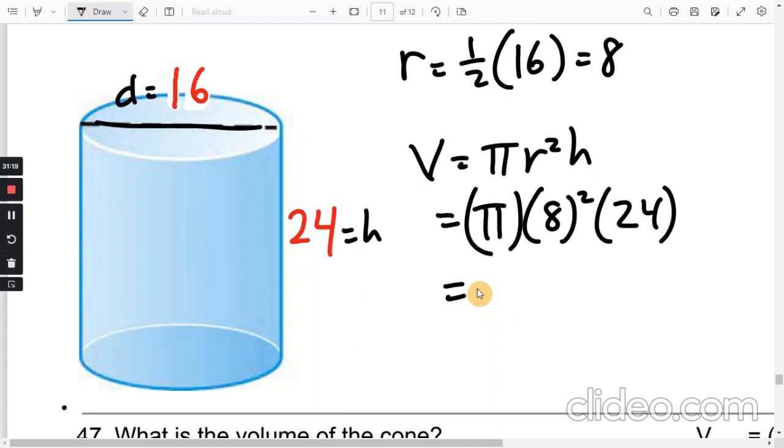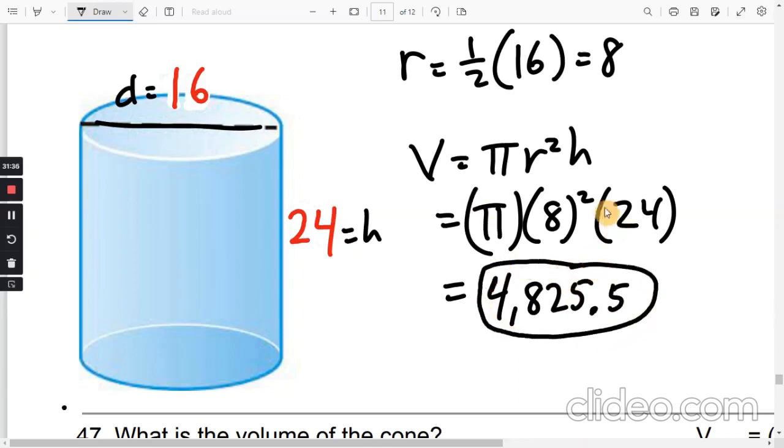And I get 4,825. If you want one decimal, that's going to be 0.5. The units, there were no units, but if there were, it would be to the third power. Make sure you practice using your calculator, not your phone.